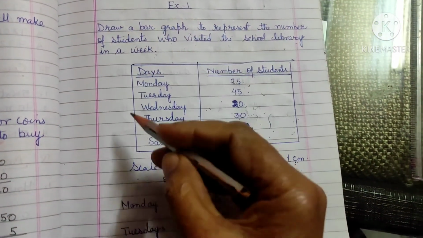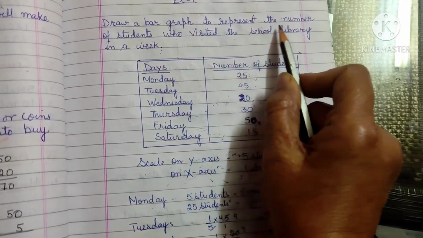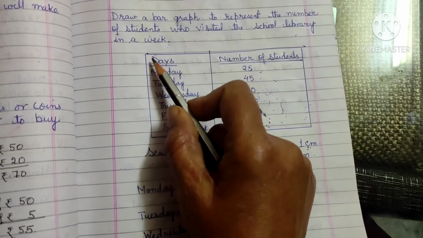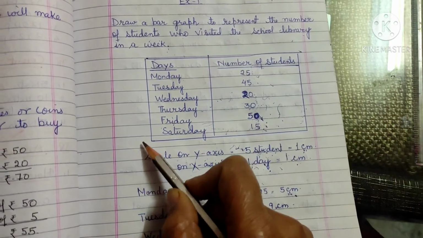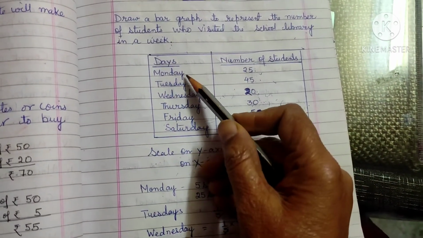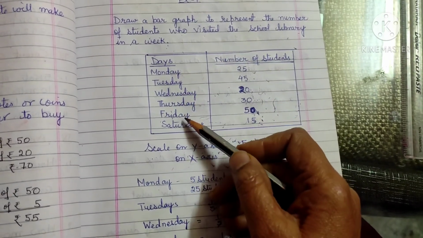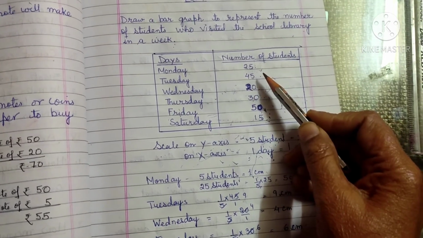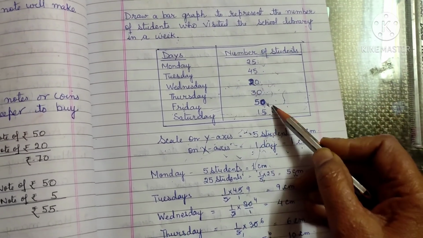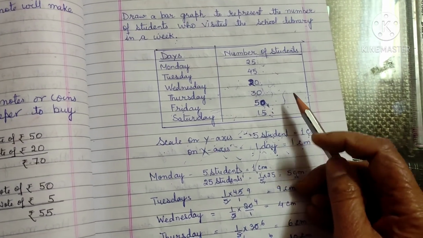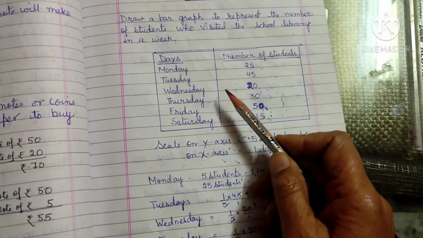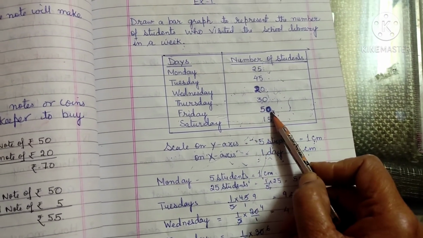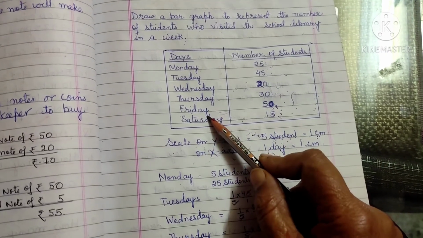Yes children, the example is: draw a bar graph to represent the number of students who visited the school library in a week. Here you can see the data is given in table form. On the left side you can see the day names are written, and on the right side the number of students who visited the school library is given. Children, first of all, let us see the maximum number of students who visited the library. That is 50 students, and they visited on Friday.